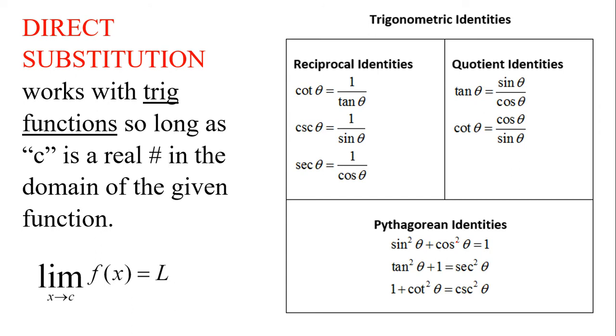No matter what, though, direct substitution is always your first try. And it turns out that when it comes to trig, direct substitution will work so long as the value that you're looking at, which is called the c, is a real number in the domain of a given function. So again, bottom line, direct substitution, even if there is trig involved, is always your first line of defense.